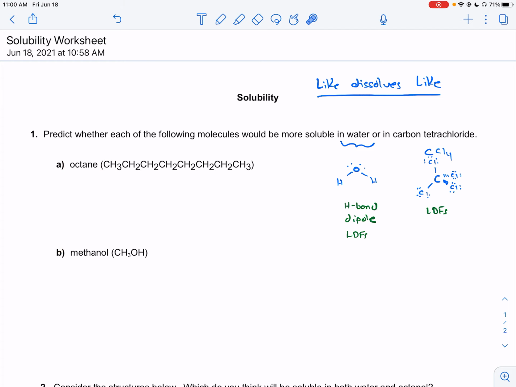And we're saying, will octane be more soluble in water or carbon tetrachloride? Again, if we look at our molecule octane, we're going to say that's a nonpolar molecule. So really what it can do is have LDFs, and that's going to match with carbon tetrachloride. And so we'd say this is going to be more soluble in CCl4.